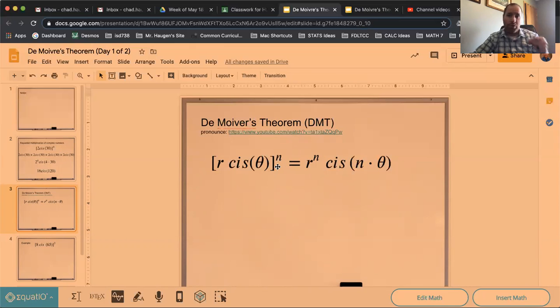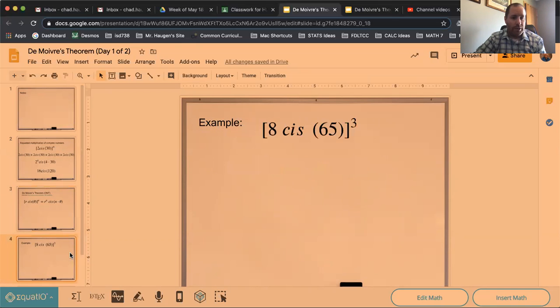There's a little bit more to it that we'll go over tomorrow. Like if we change this to fractions and things like that, there's some updating that we have to do. But for right now, we're just going to take this if it's a whole number power. So I'm just going to do a couple examples. If this is making sense to you and you want to jump to the homework, you certainly can.